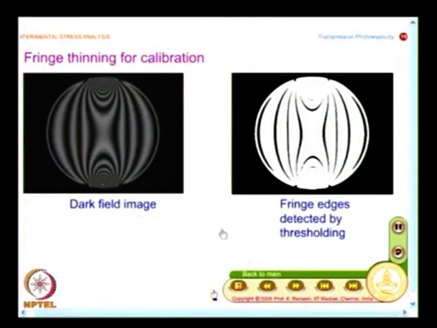And what I have here is the disk under diametric compression fringe pattern, and this is the edge identified image. The edges are identified, and what I have to do is find out the fringe skeleton. Here what you find is that the fringes are not only either horizontal or vertical, they have an arbitrary shape, primarily vertical.